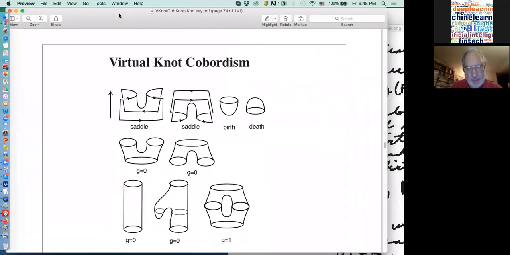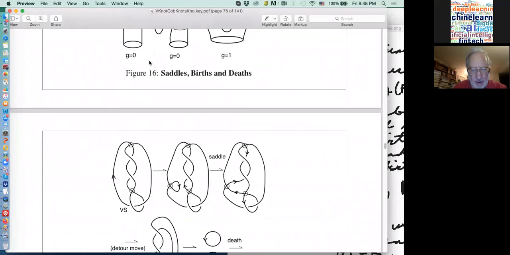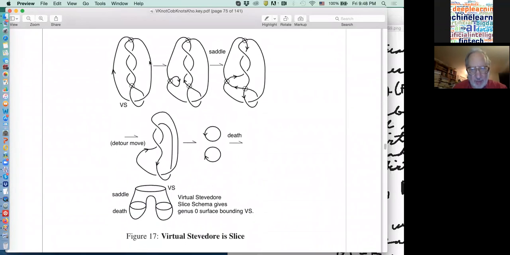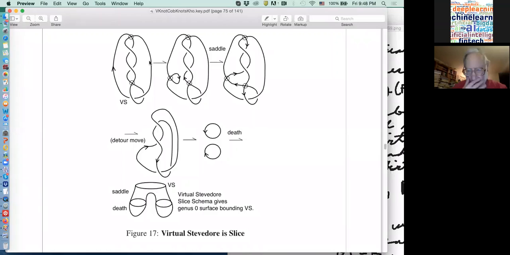So, I'll be repeating myself a little bit. Here's virtual cobordism. You're familiar with it. Here's a nice example. I can't recall whether we did this example before, but it doesn't hurt to look at it again. It's a very interesting example.